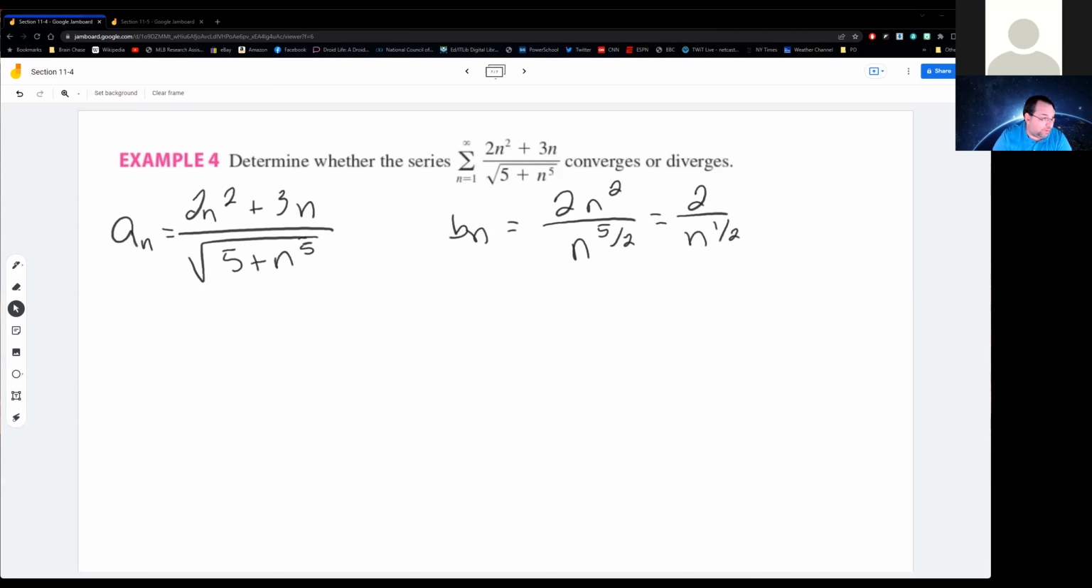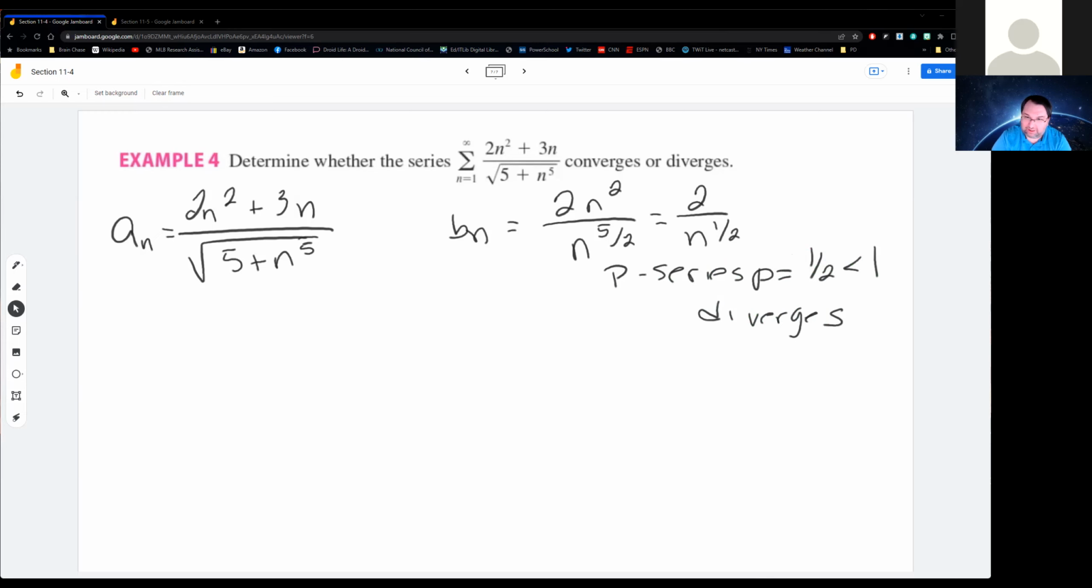All right, so before we do the limit comparison test, let's figure out what this is. This right here is a p-series with p equal to 1/2, which is less than 1, so it diverges.